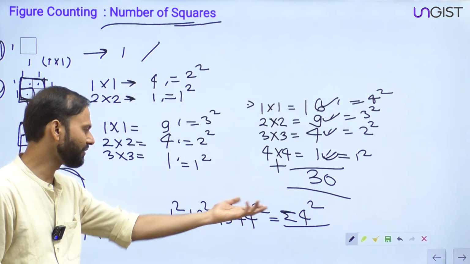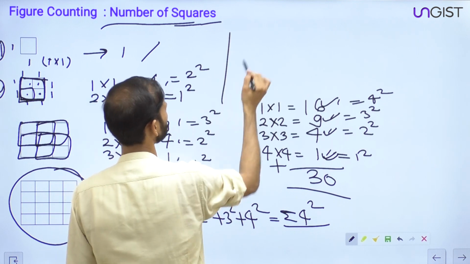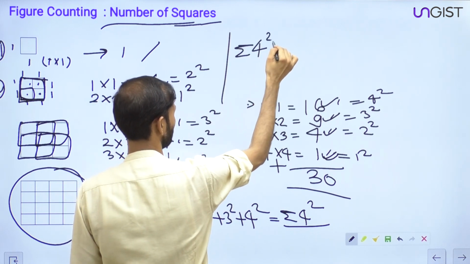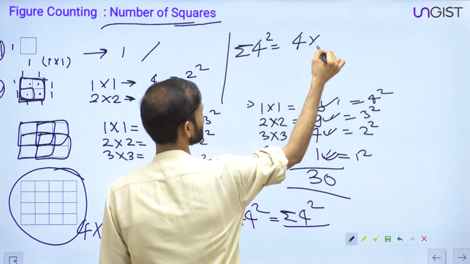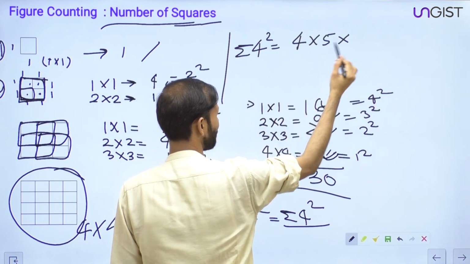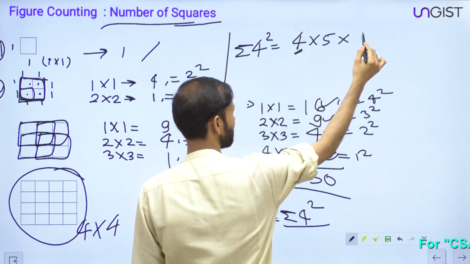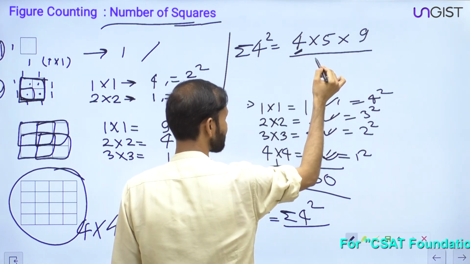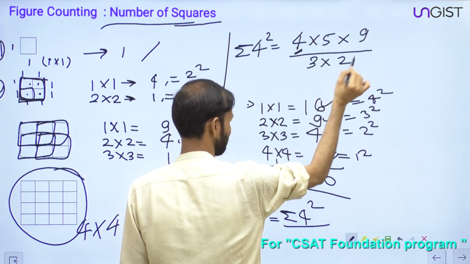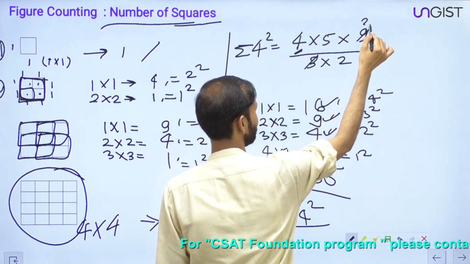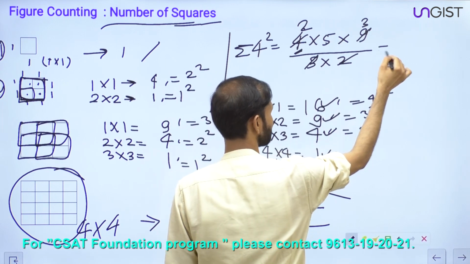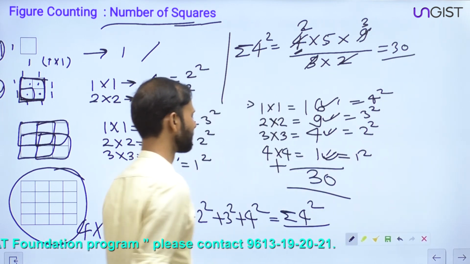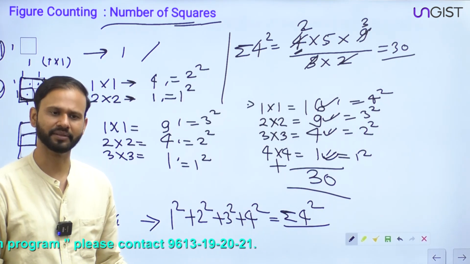Let me cross-verify the formula also. n plus 1, 2n plus 1 divided by 6: n plus 1 is 5, 2n plus 1 is 9, and 6 I am writing as 3 into 2. So 5 into 2 is 10, 10 into 3 is 30. It is clear, sigma 4 square is 30.